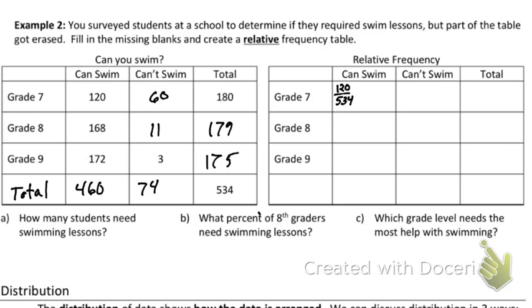Let's go ahead and fill out this table. This turned out to be about 0.22. Can't swim would be about 0.11, which would mean your total would be 0.33. For grade 8, who can swim, if I would do 168 divided by 534, I'd come out with about 0.31. For can't swim would be 0.02. So our total was 0.34.